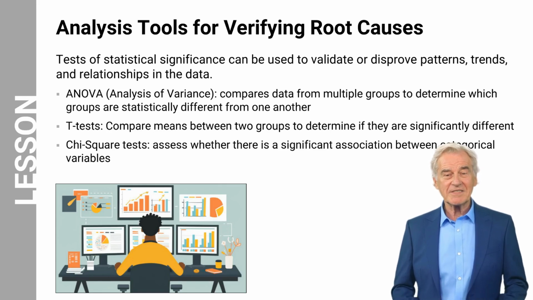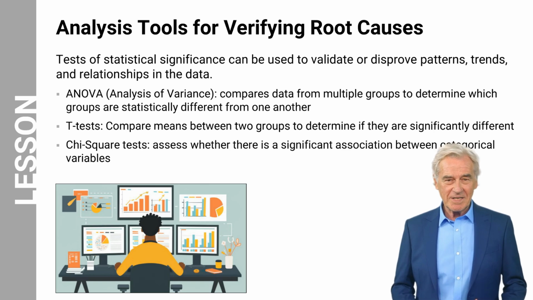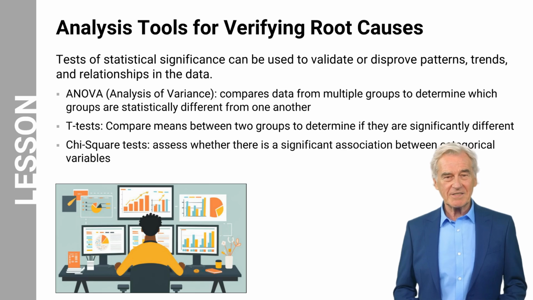ANOVA, also known as analysis of variance, compares data from multiple groups to determine which groups are statistically different from one another. T-tests compare means between two groups to determine if they are significantly different. Chi-square tests assess whether there is a significant association between categorical variables. By employing these statistical tools, project teams can make data-driven decisions and draw reliable conclusions from their analyses.